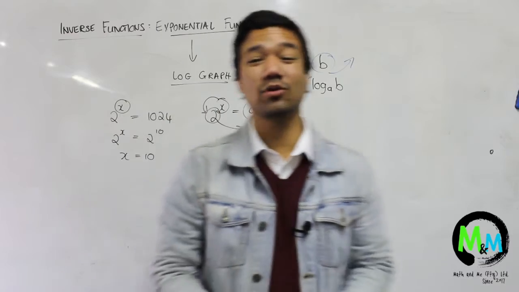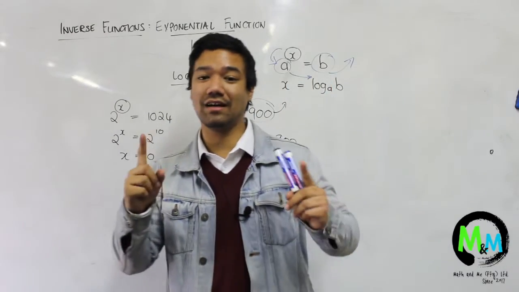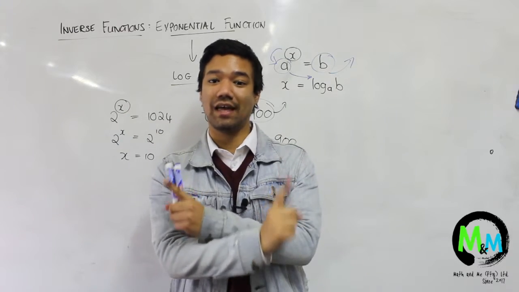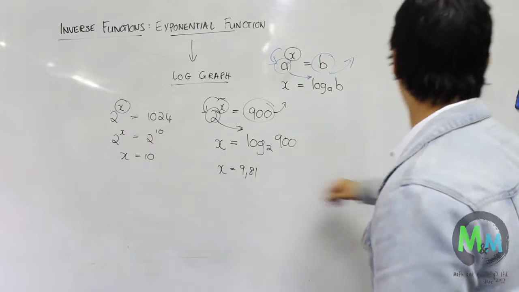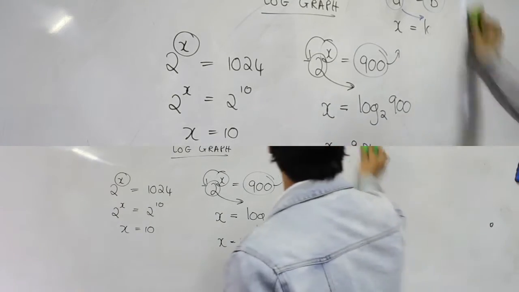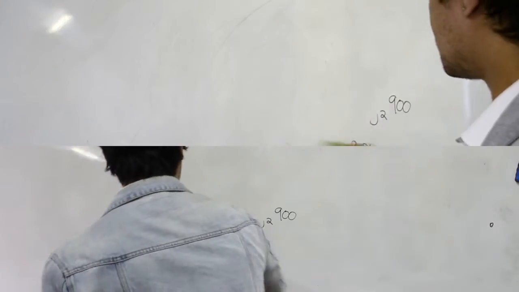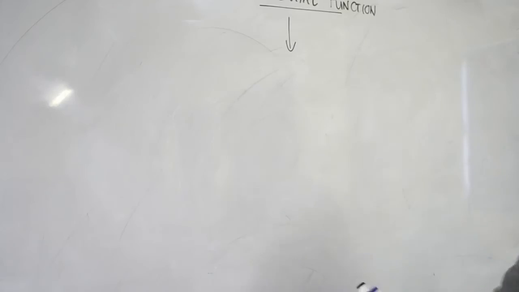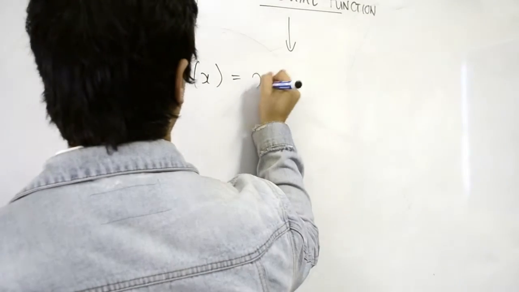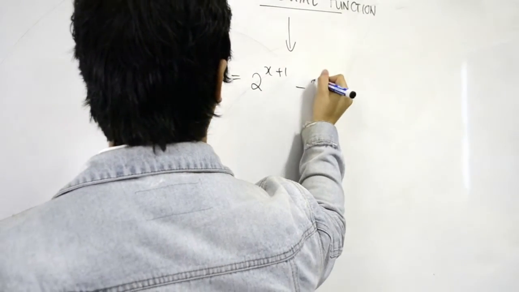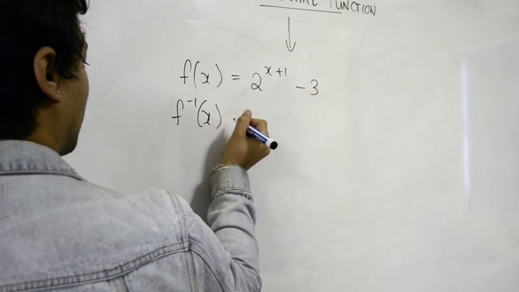Okay, so why is this important for exponential functions? Because we know that when I find the inverse, I need to switch the positions of x and y and rewrite it in terms of y. So that's why this is important, because I'll do an example of inversing an exponential function. Let's say the exponential function we've been given is f of x equals 2 to the x plus 1, minus 3, right? They now ask us to find the inverse of that function.